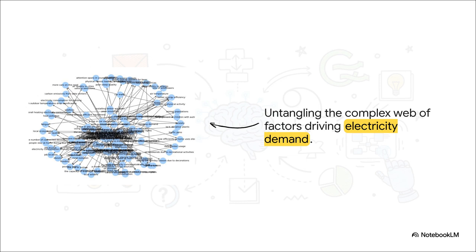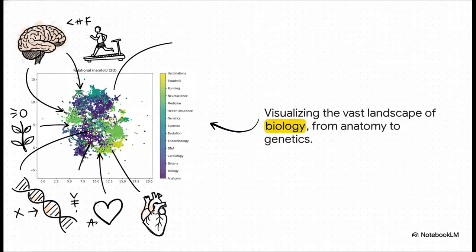This map here shows all the different drivers of electricity demand. It links everything from car traffic and data centers all the way to home insulation and climate change. It's this holistic view that lets us see how even our daily choices connect to some of the biggest environmental challenges we face. And this is amazing.